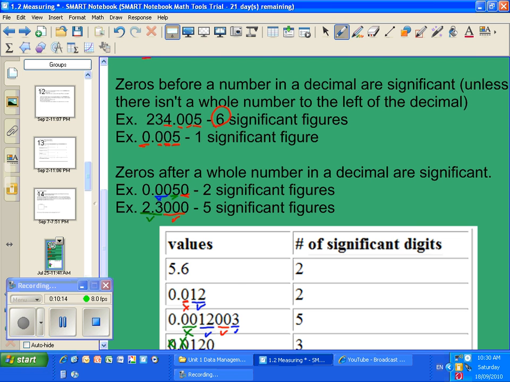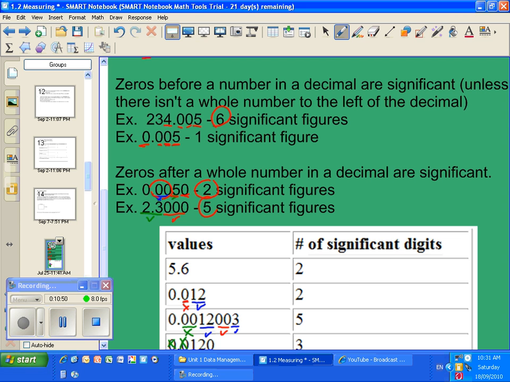So in this case, the first two zeros after the decimal are not significant because of our previous rule that says they have to be surrounded by non-zero numbers. 5, of course, is always significant because it's a non-zero number. And the last one also is, according to this rule, after a decimal and after a whole number, a non-zero number. So in this one we have 2 significant figures. And in 2.30, these zeros are all after the decimal and they're after a non-zero number, so we have 5.